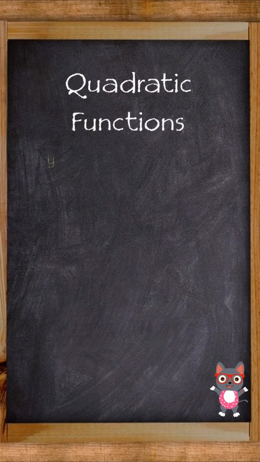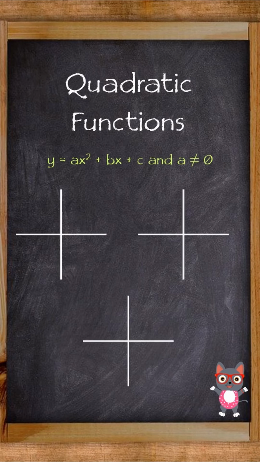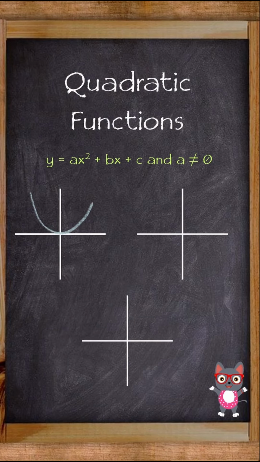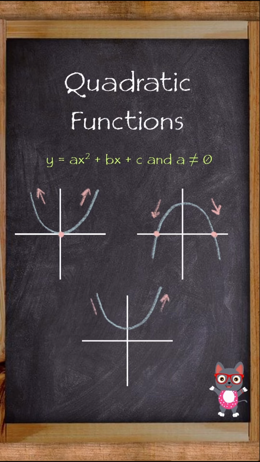Quadratic functions are of the form y equals ax squared plus bx plus c, where a is not equal to 0. This first graph has one intersection point with the x-axis, a is greater than 0, b equals 0, c equals 0. This graph has two intersection points, a is less than 0, c is greater than 0. And this graph has zero intersection points, a is greater than 0 and c is greater than 0.